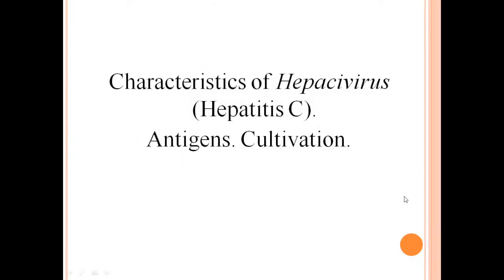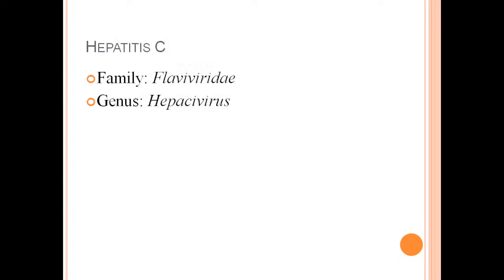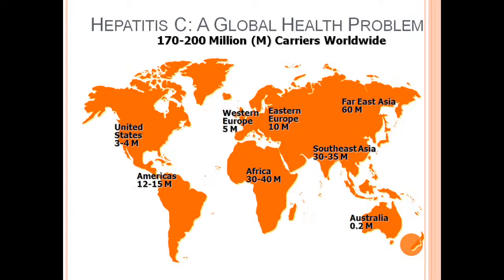Hepatitis C is the next one. Hepatitis C belongs to the family Flaviviridae and genus Hepacivirus. Flaviviridae, we talked about this family last lecture. I will ask you which other viruses belong to this family. So repeat, please. Hepatitis C virus is a global health problem for all the world. There are a lot of patients and carriers who live with hepatitis C during all their life. So it is widespread in all the countries.